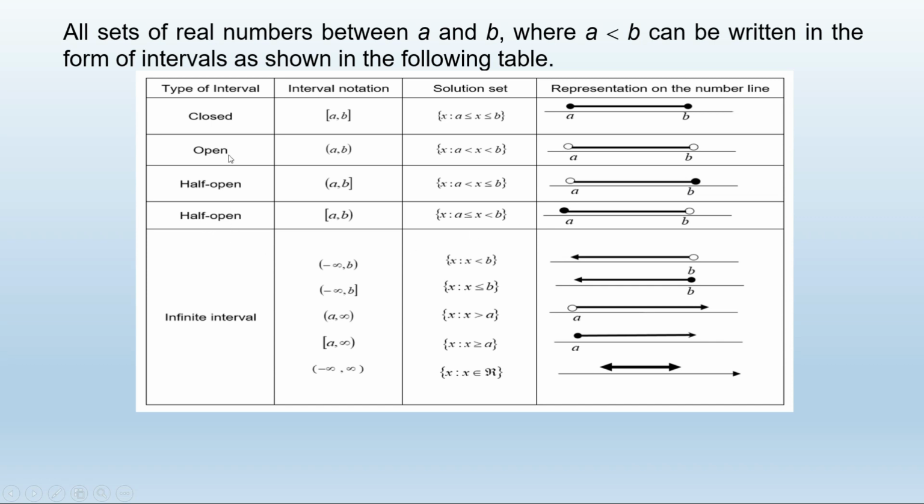For half open interval, interval notation from A to B, including A, solution set x, where x is greater than or equal to A and less than B. We present it on the number line. We draw from A to B, at A a filled circle, but at B an empty circle.